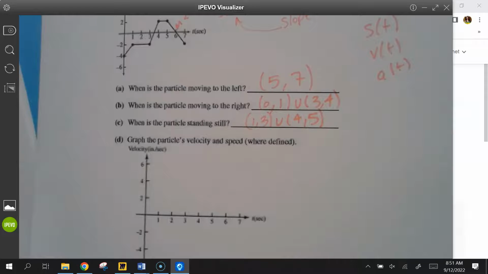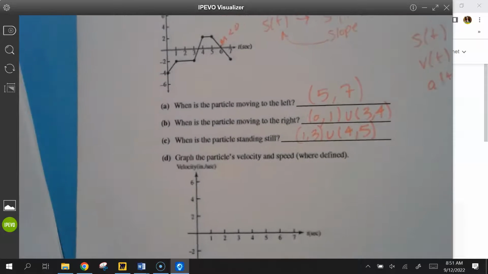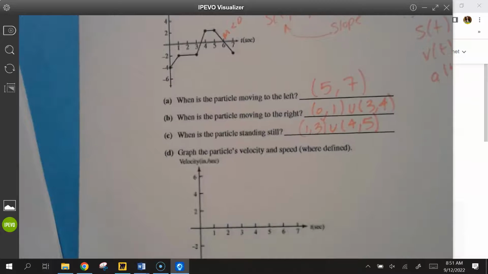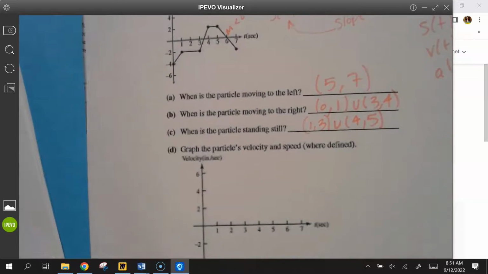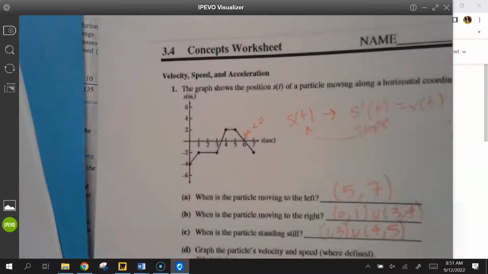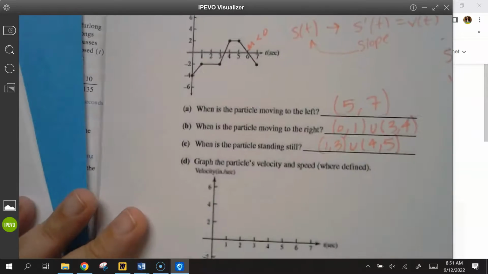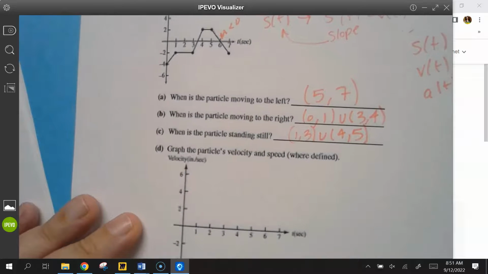All right, now we get to the good stuff. Graphs of particles' velocity and speed were defined. So let's look at velocity first, because velocity is a little bit easier for us to get to first. As I look at this, remember velocity is simply the what?